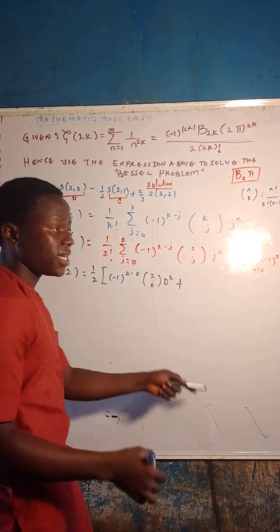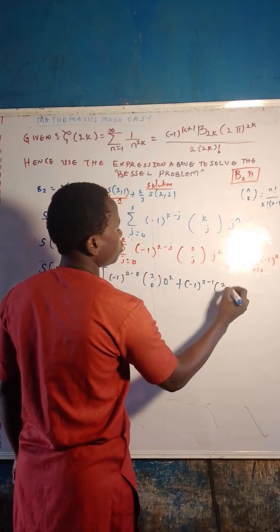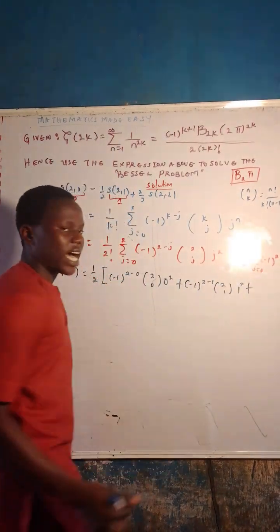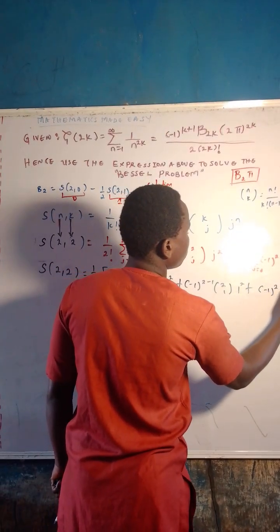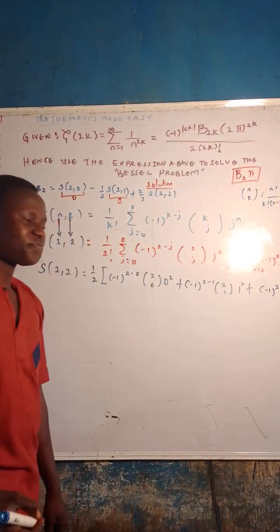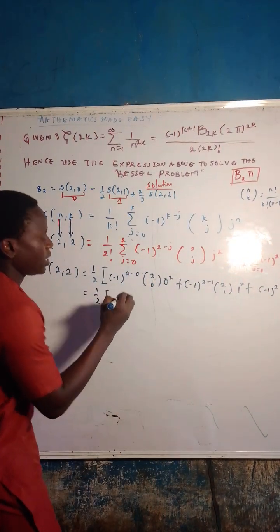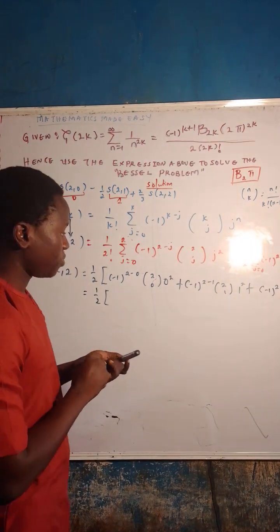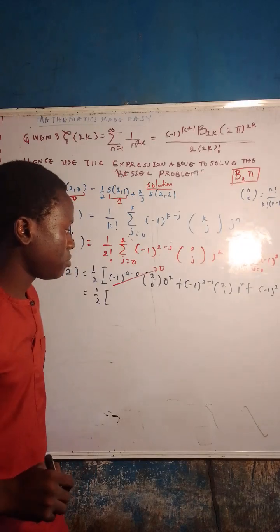Then plus when j is 1, we're going to have minus 1 raised to the power of 2 minus 1, 2 combination 1 raised to the power of 2. And when j is 2, we're going to have minus 1 raised to the power of 2 minus 2 multiplied by 2 combination 2 multiplied by 2 raised to the power of 2. Yeah, so this will be equal to 1 over 2. Now definitely this first part will be 0 since it's multiplying 0 right here. So we're going to have 0.